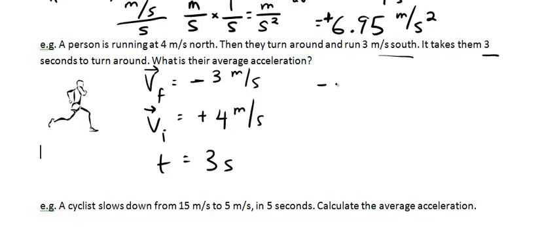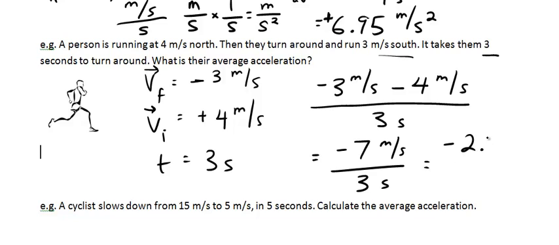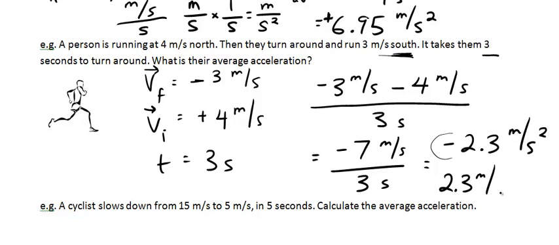So our formula for average acceleration is final velocity minus initial velocity divided by the time. Negative 7 meters per second divided by 3 seconds. It's the same as negative 2.3 meters per second squared. And now we can go ahead and change this negative back into south. So we'll say 2.3 meters per second squared south.